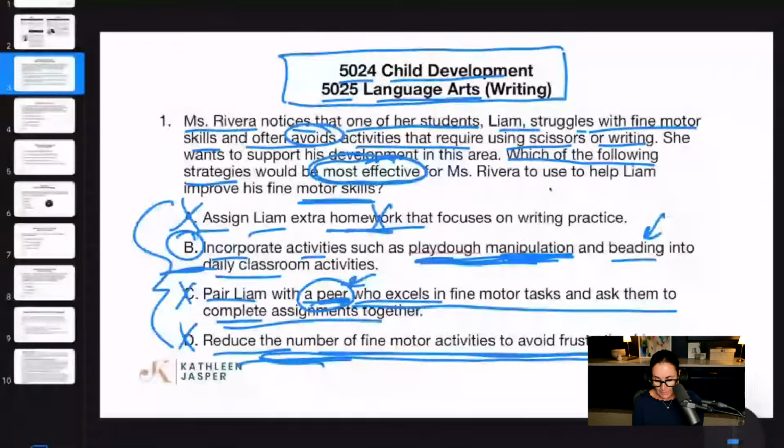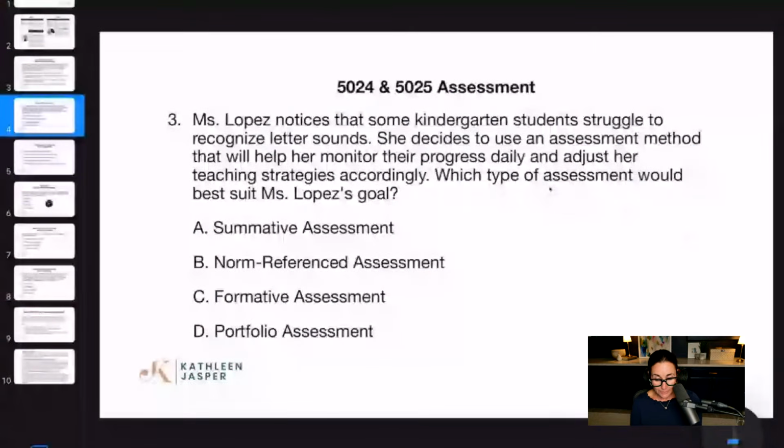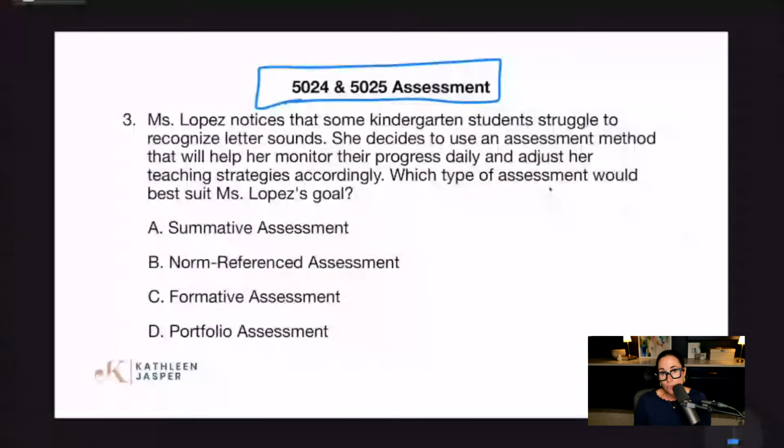All right. Let's have a look at number 3. Now, this is assessment. You will have assessment on both of the exams because remember, data-driven decision-making is a very, very important practice. Now, it might not say data-driven decision-making, but if you're using, let's just say, test scores, you're looking at test scores and you're trying to disaggregate and figure out what the kids are low in, beautiful answer.